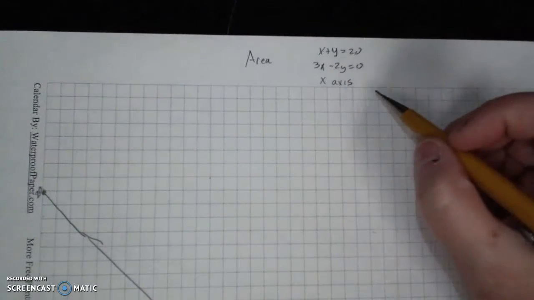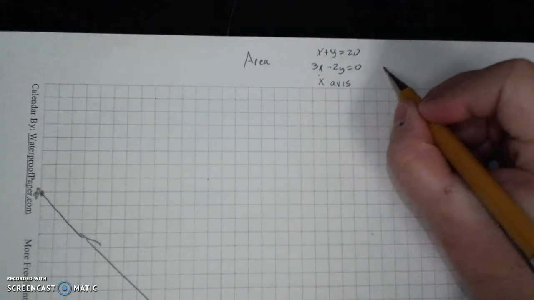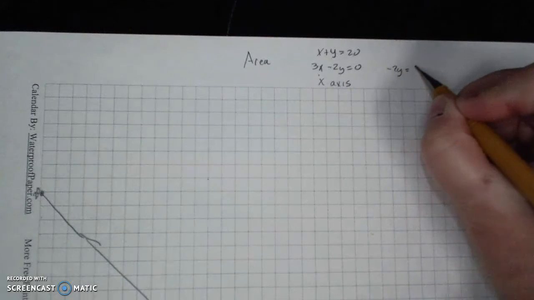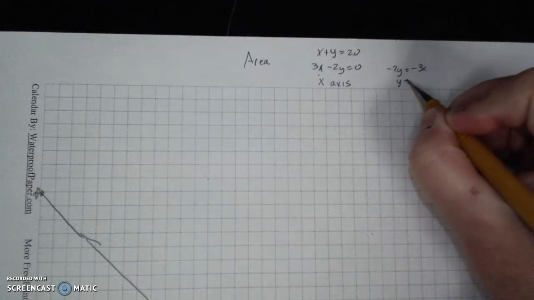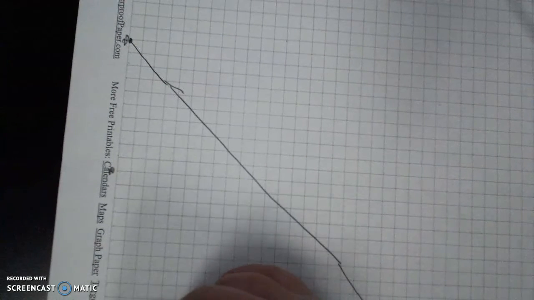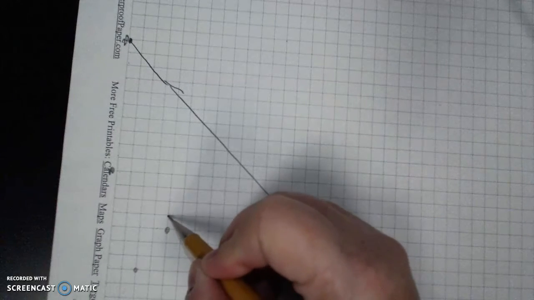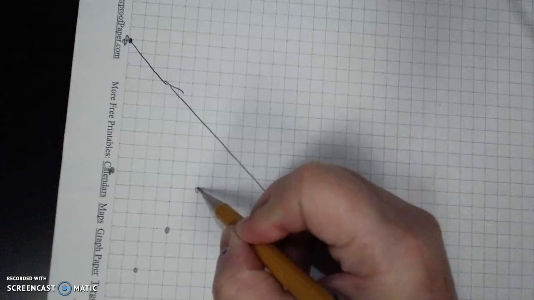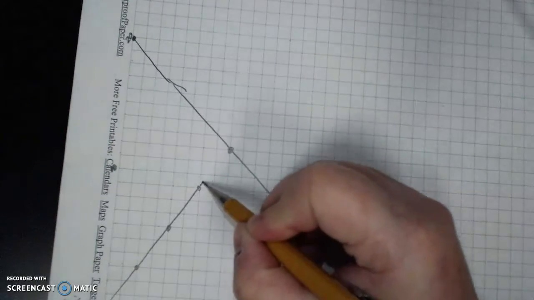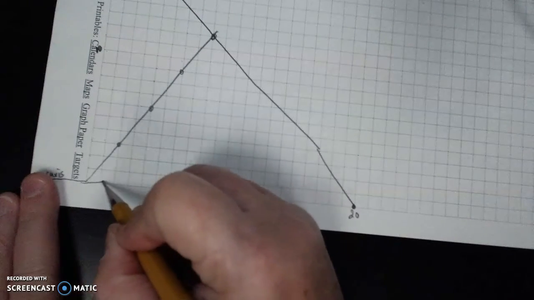And then what I'm going to do is graph this one, and when I rearrange it, it's -2y equals -3x, y equals 3 over 2x, and I'm going to graph that. And so it's up 3 over 2. And I graph it, and that's your triangle.